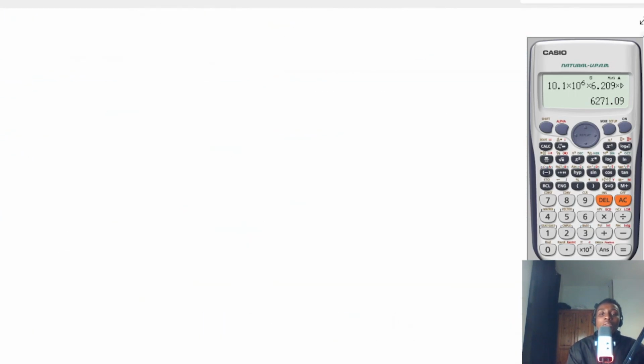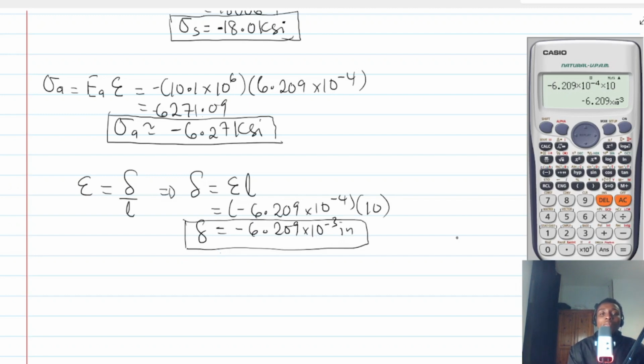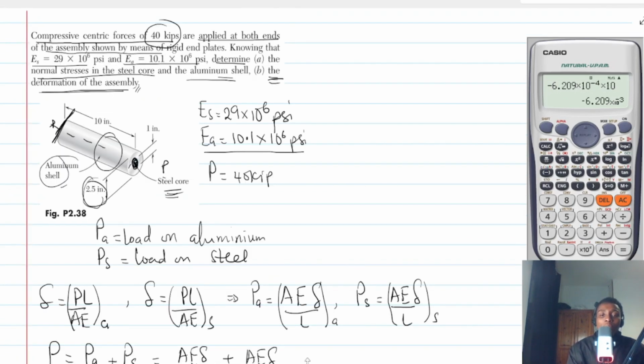So what do we get for the elongation? Let's multiply it. Minus 6.209 times 10 to the power minus 4 multiplied by 10. So minus 6.209 times 10 to the power minus 3 inch, and that is our deflection. All right, so this problem has been solved.